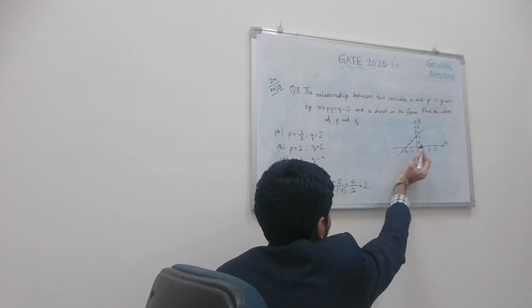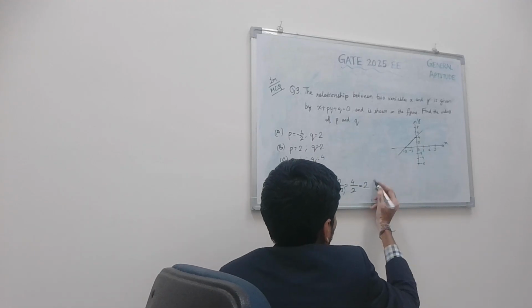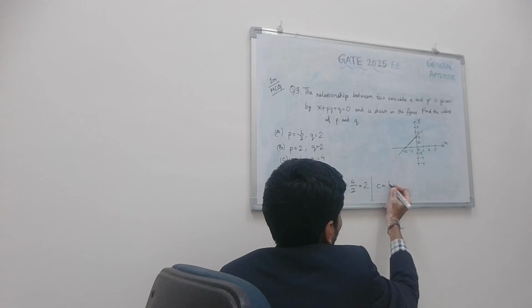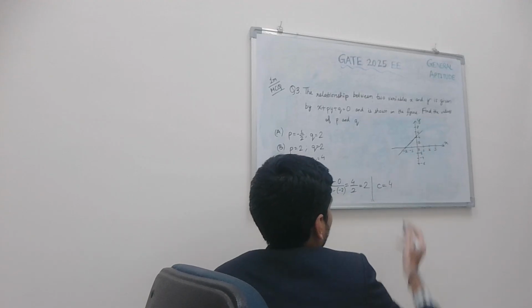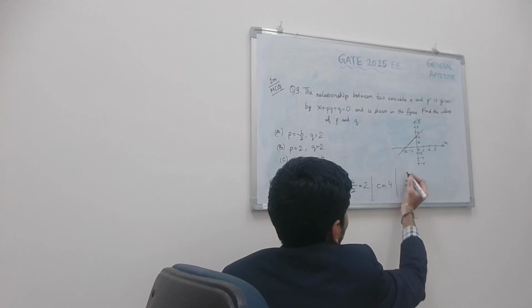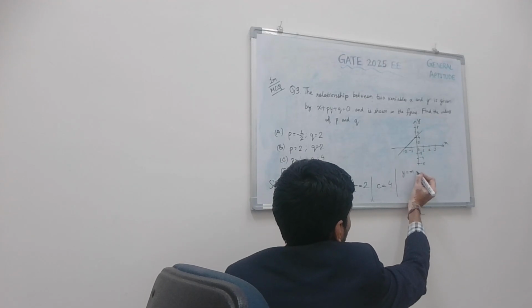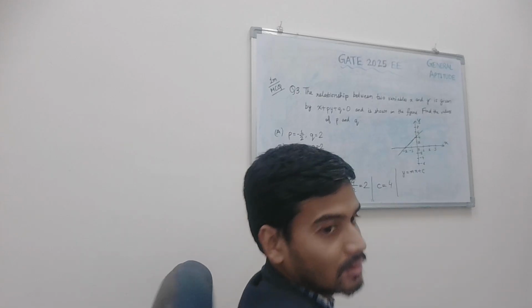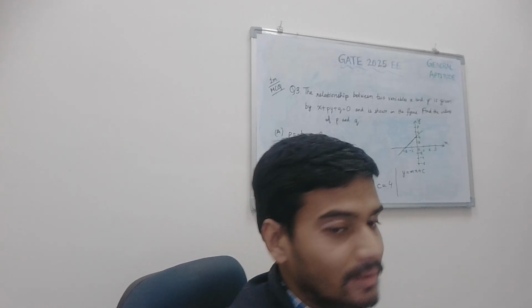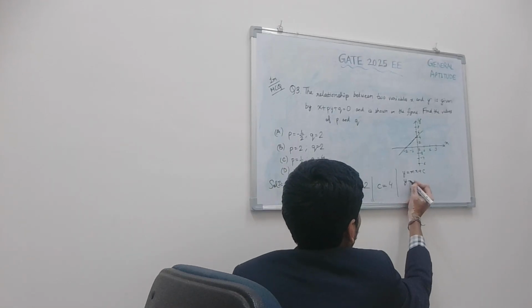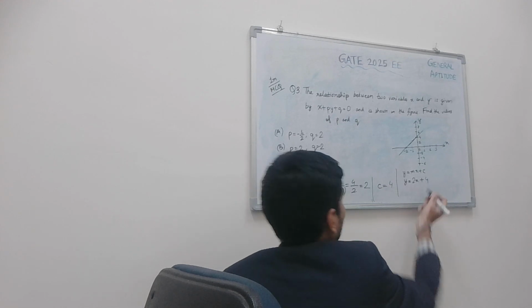And the y-intercept is what? When x equal to 0, what is the value of y? So y-intercept is basically 4. This point. So what we already know is the equation of straight line: y equal to mx plus c. Putting in the values of slope and y-intercept, we get y equal to 2x plus 4.